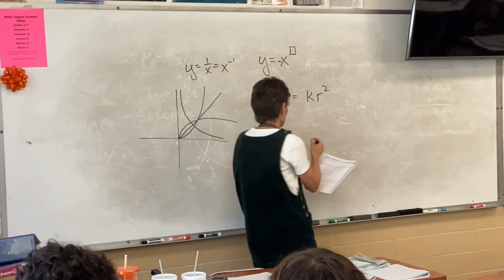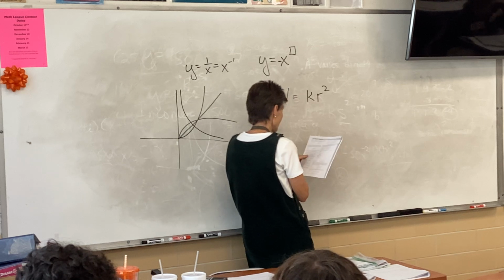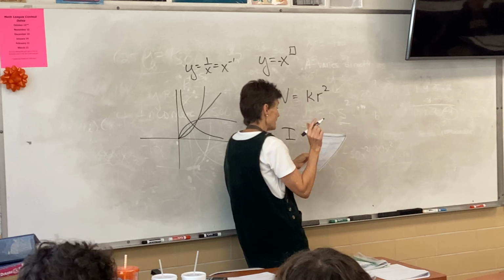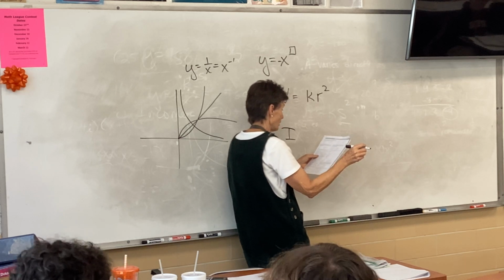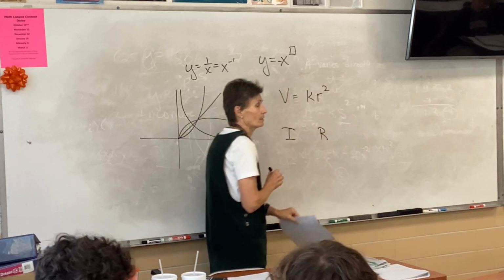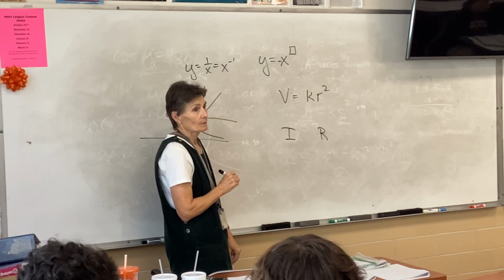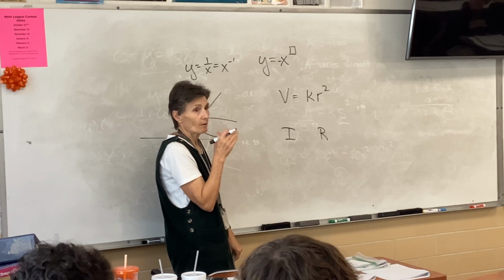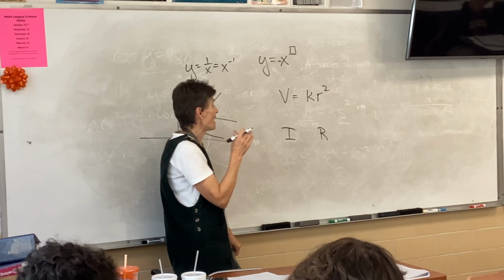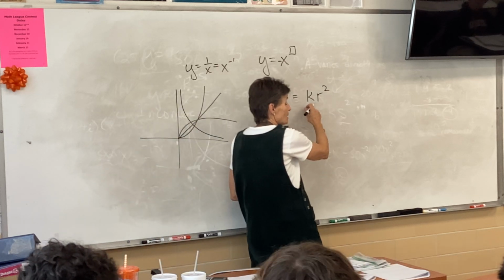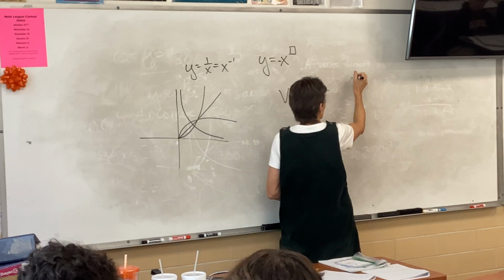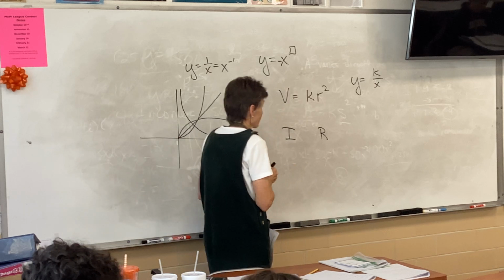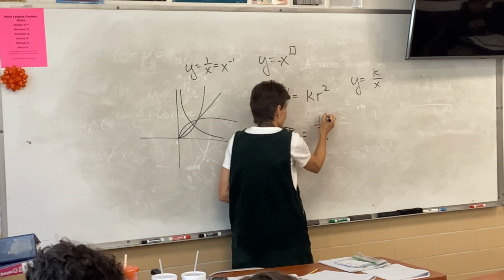The current is inversely proportional to the resistance R. Okay, I'm just going down the line here. I know the numbers got cut off, sorry about that. All right, now what's my format? This is my format for direct. What's my format for inverse? y equals k over x? Yeah. So I equals k over R?